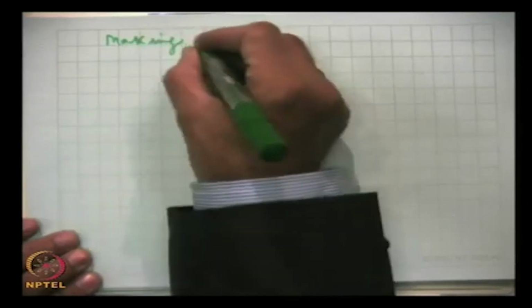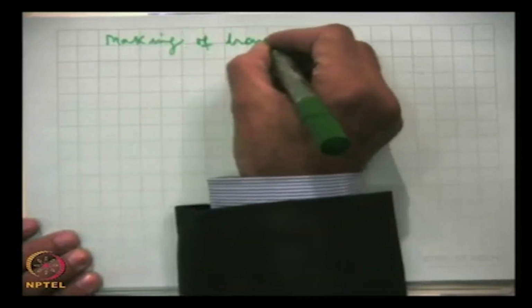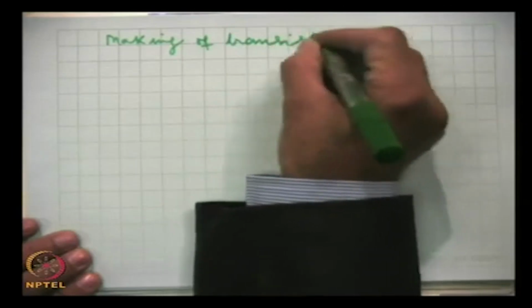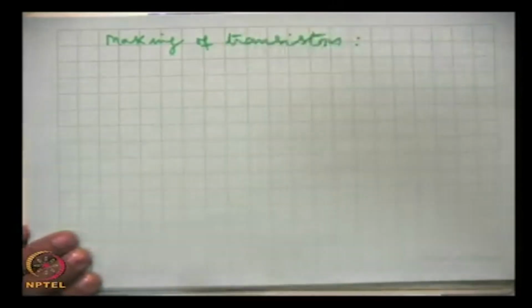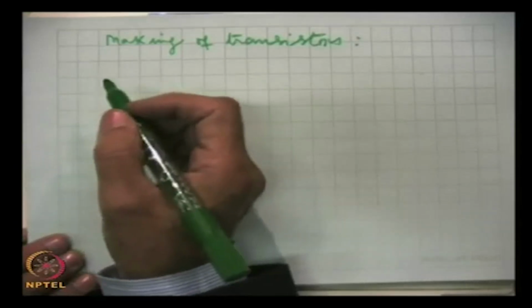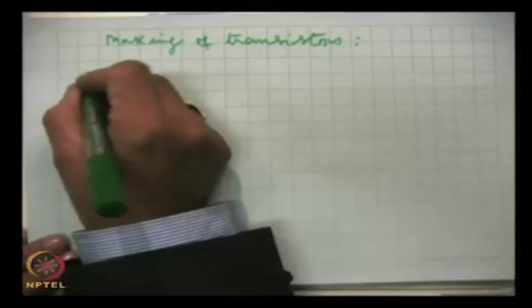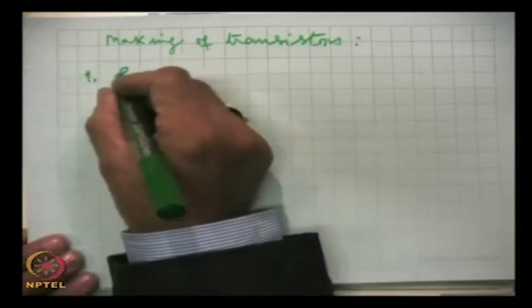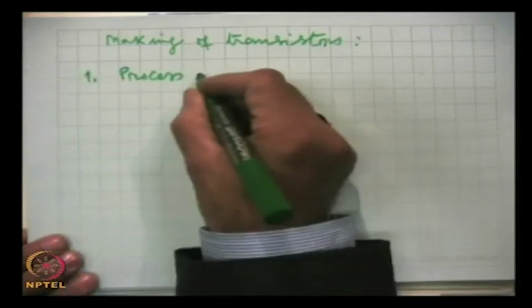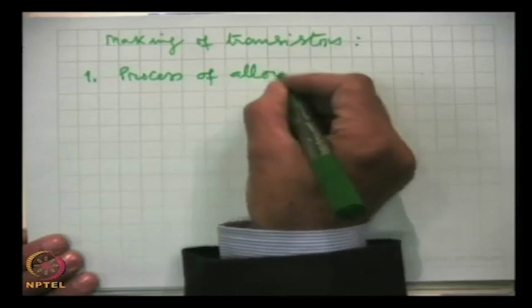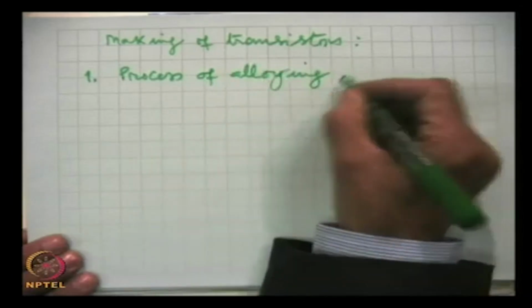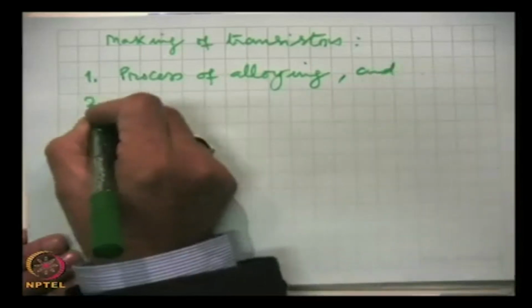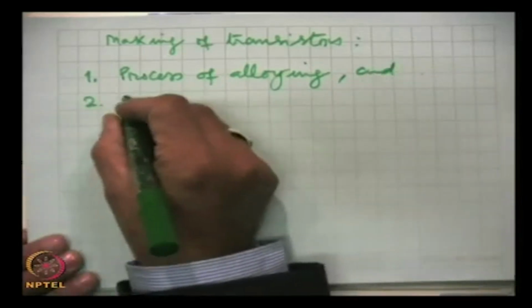How actually are transistors manufactured? So, making of transistors. There are 2 processes which are widely used. The one is the process of alloying, and the other is the diffusion process.